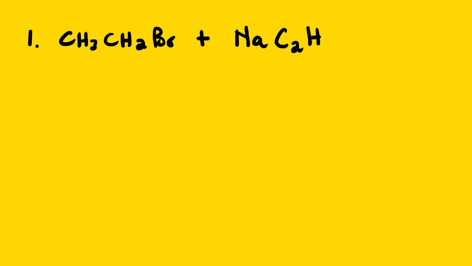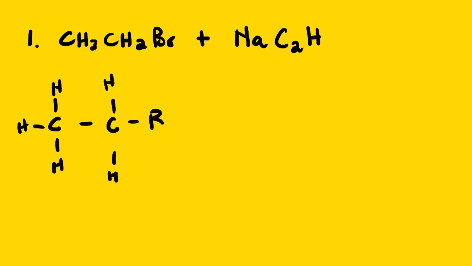So we have CH3CH2Br reacting with sodium acetylide, which is NaC2H. So we need to write down the SN2 mechanism for this particular reaction. It is very important for you to know how to draw Lewis dot diagrams. So we have our CH3 here and CH2 and Br.